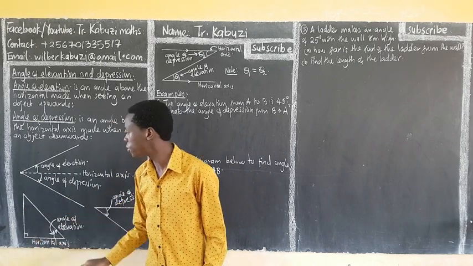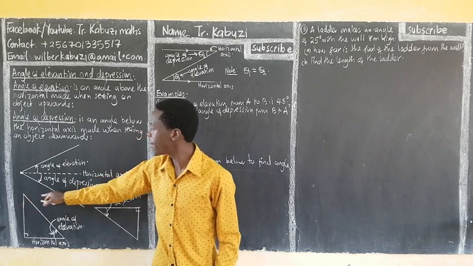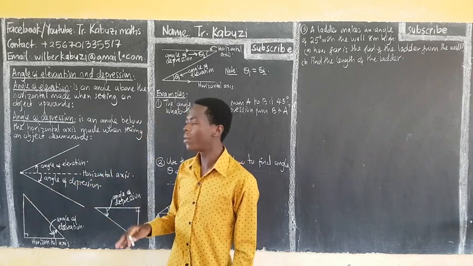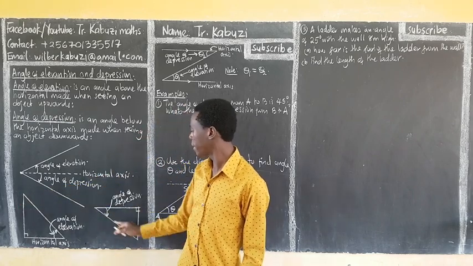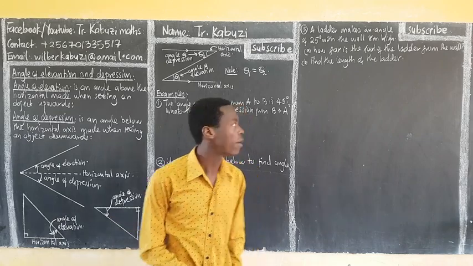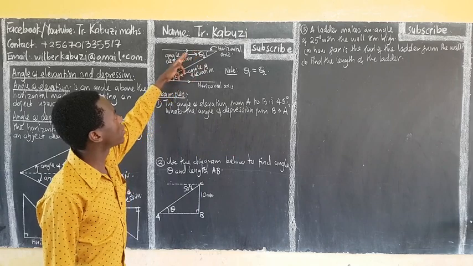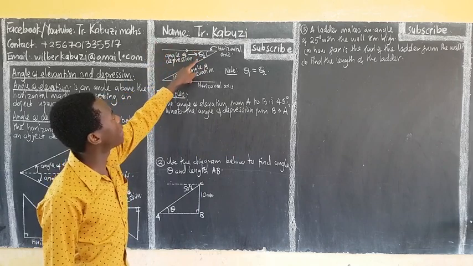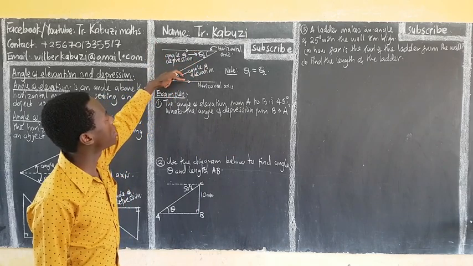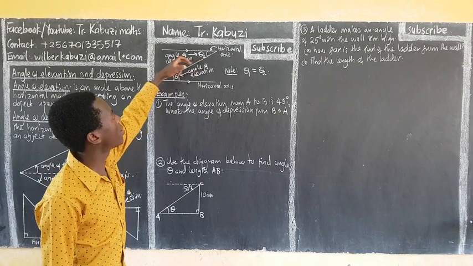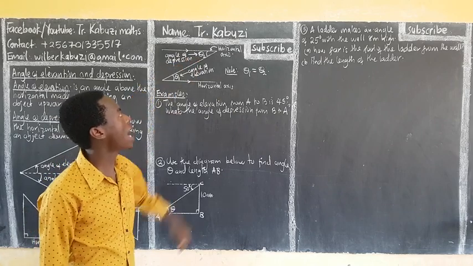This is now our horizontal axis, and it's the same as this. When I'm on this, and I see something below, it means I'm going to make an angle of depression. So if these two are horizontal axes, it means the angle of depression and the angle of elevation are the same, so this angle is equal to this angle.